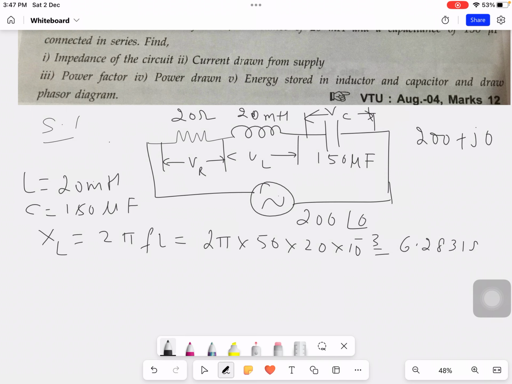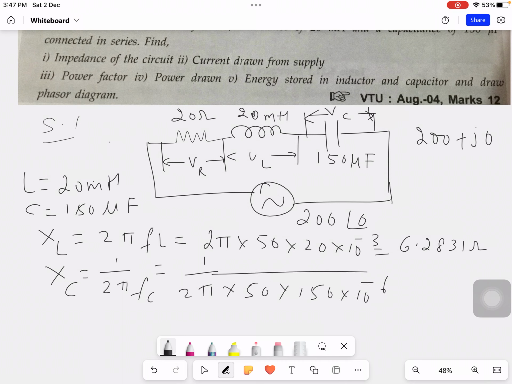You will get 6.2831 ohms. Similarly, calculate the XC value. XC is equal to 1 by 2 pi F C. Simplify: 1 by 2 pi into 50 into 150 into 10 to the power of minus 6. Its value, simplified, you will get 21.22 ohm. You know the resistor now.